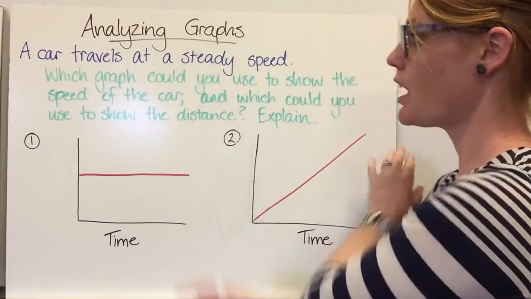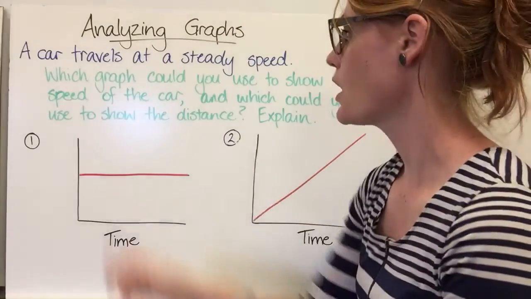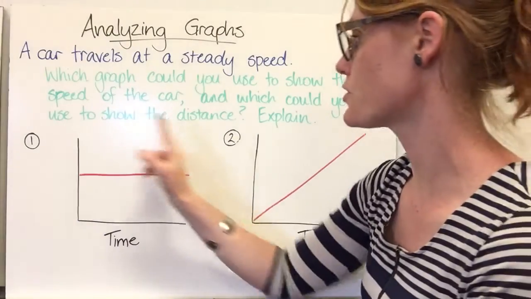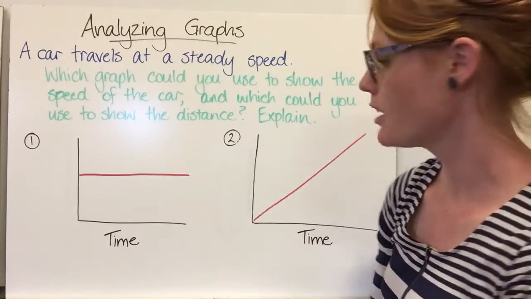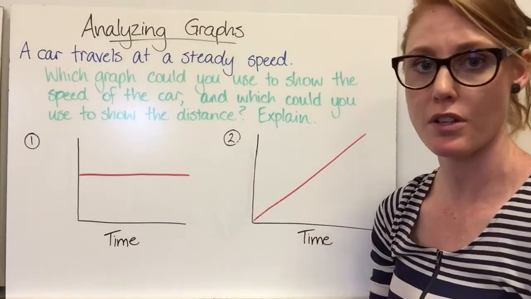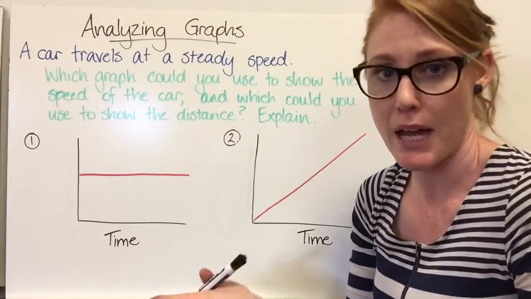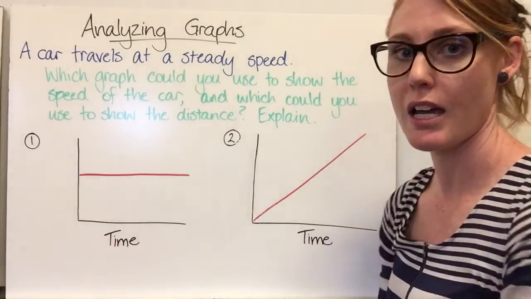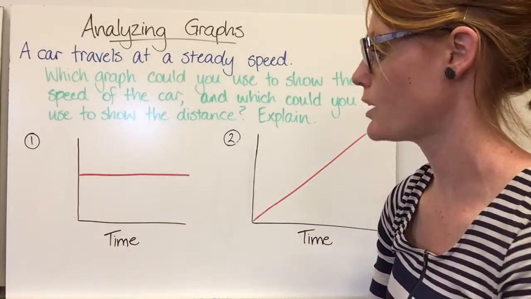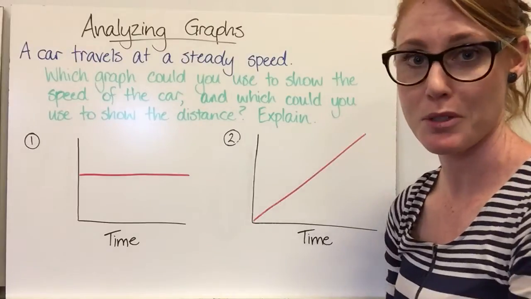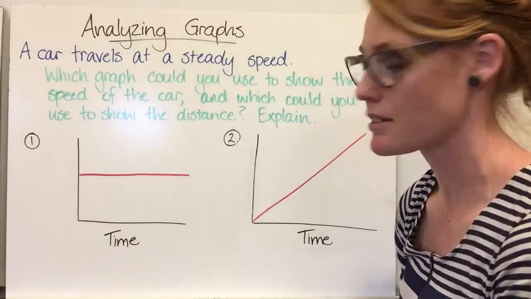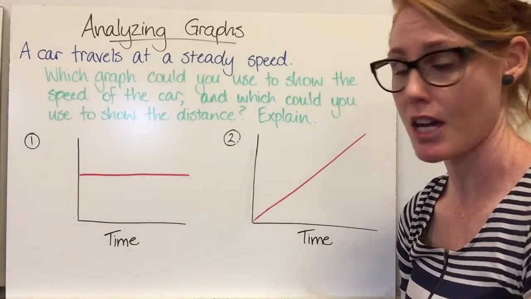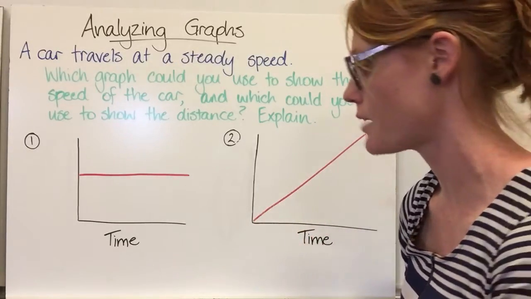Analyzing graphs. A car travels at a steady speed. Which graph could you use to show the speed of the car, and which could you use to show the distance? Explain. So we've got two graphs here, one to show the distance and one to show the speed, but how do we figure out which one is which? On both graphs you can see that time is one of the variables that we are comparing the other variable to. So our other variables being speed and distance. We have to figure out which one can convey speed over time and which one can convey distance over time.